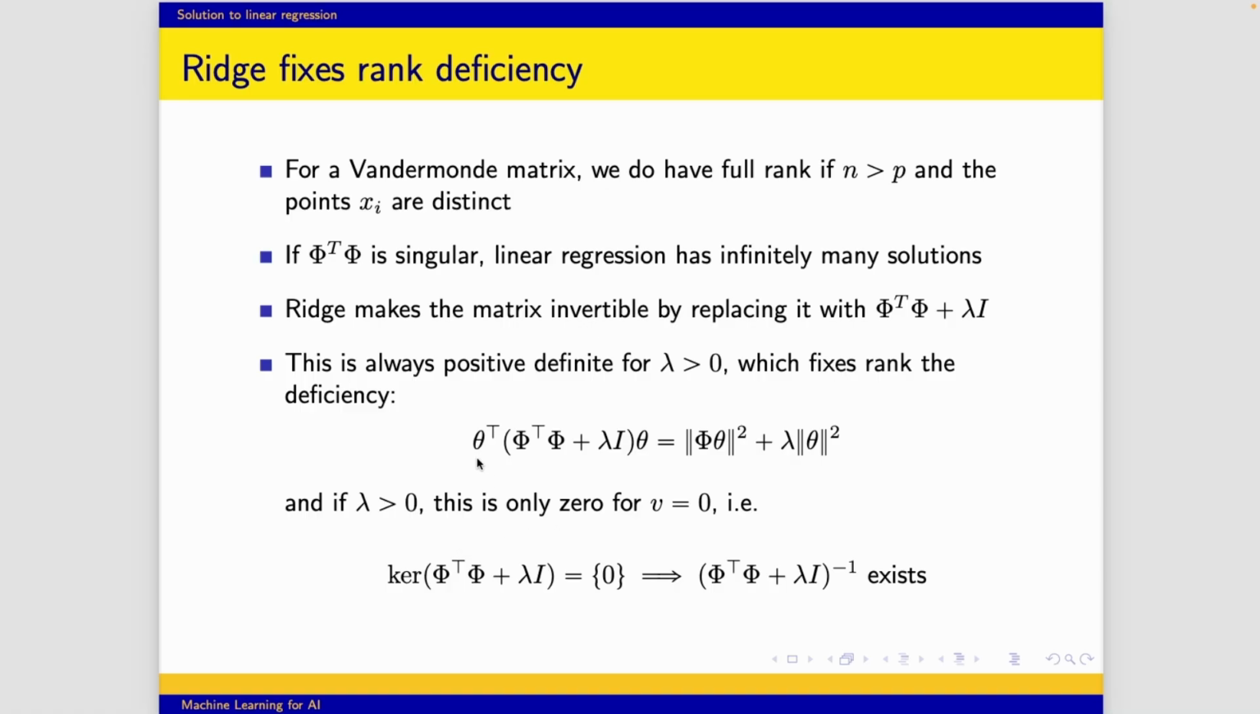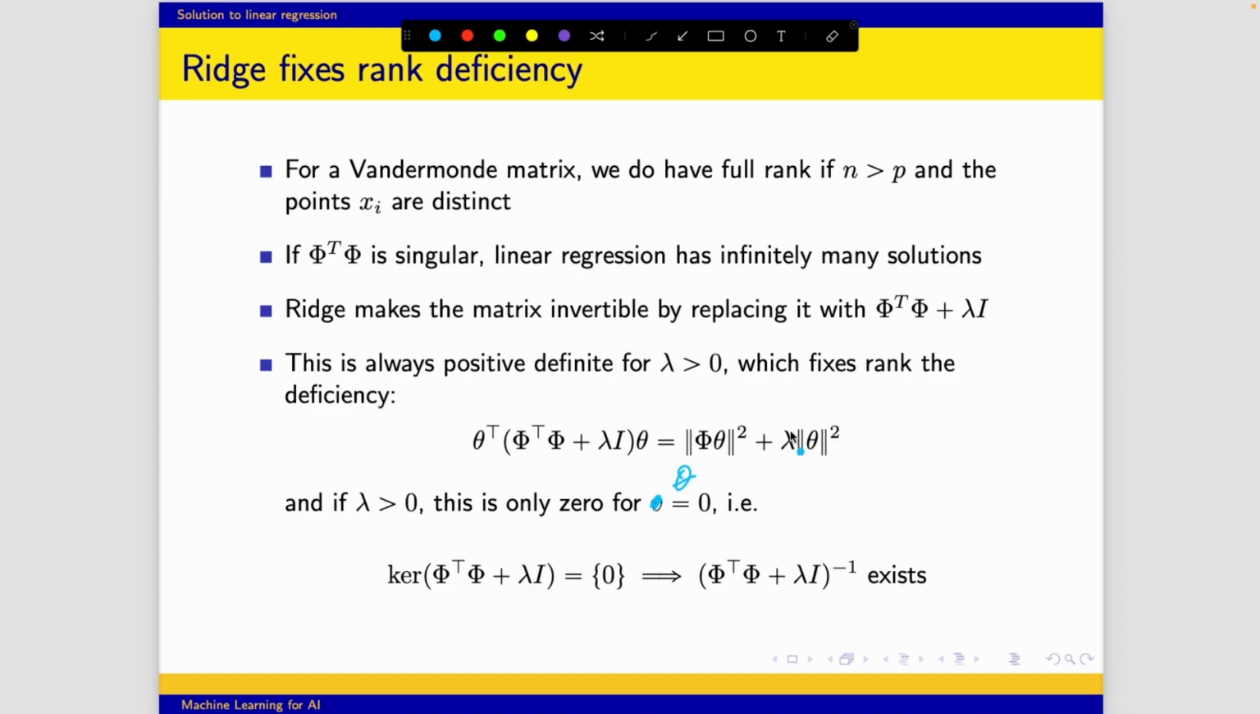So let's see why. Let's look at this quantity here. Well, this is equal to, so this we know, this times theta. I've written this before. It's the 2 norm of phi theta squared. And this term here, theta transpose times lambda I theta. Well, the I doesn't change theta transpose. So we just get lambda theta dot theta, which is the norm of theta squared. If lambda is greater than 0, this is only 0 when theta equals 0. Why is that?